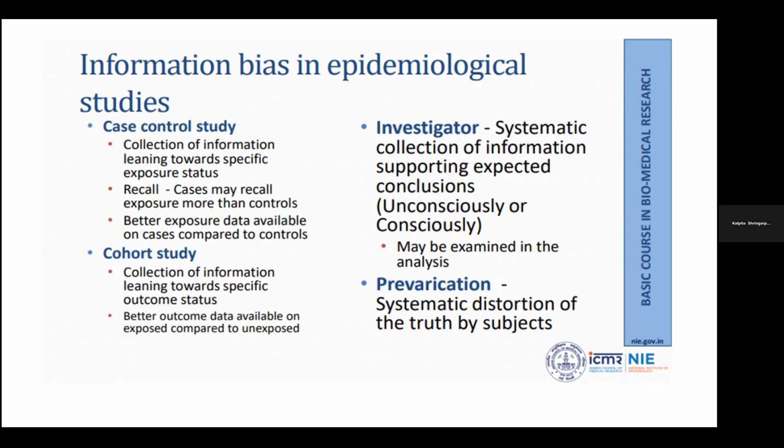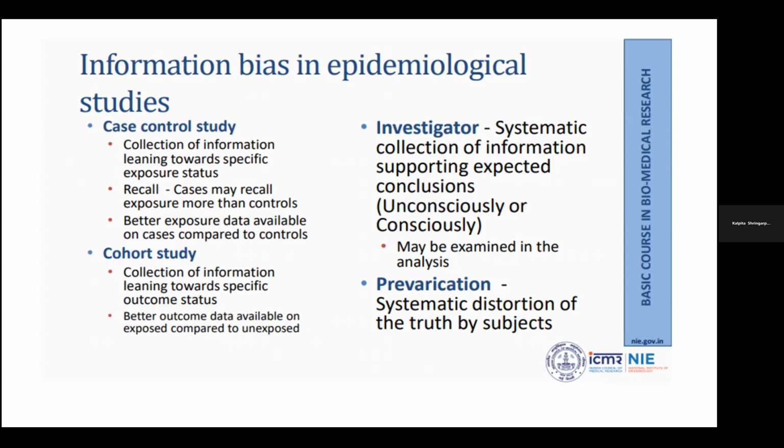I could be looking at better outcome data available on the exposed. I know these are the exposed group and I keep on asking them about the outcome data, but I don't care about those who are not exposed. Again, this is a kind of information bias. It could be an investigator bias, wherein there is systematic collection of information supporting expected conclusions. I have a mentality that, okay, this exposure leads to that particular outcome. I may be unconsciously asking questions pertaining to that particular exposure or outcome. So again, this can be examined in the analysis stage also.